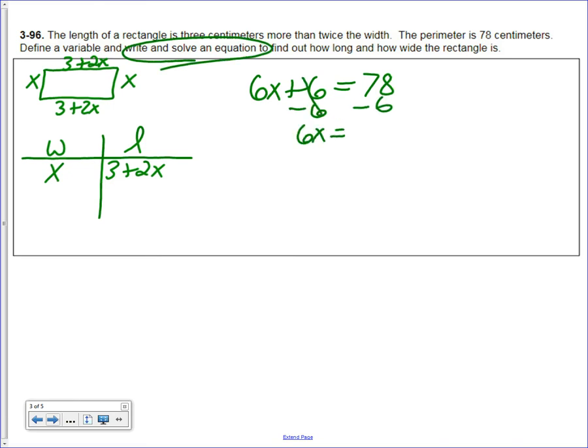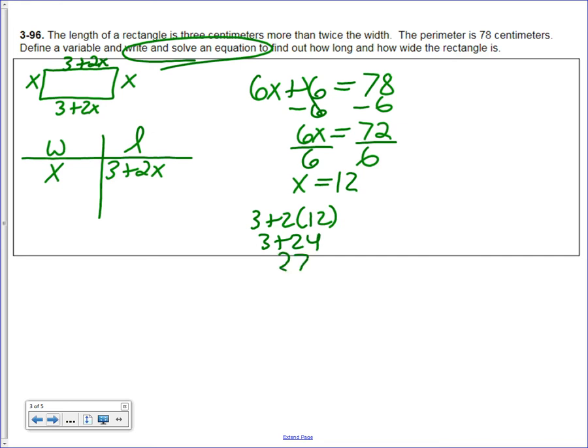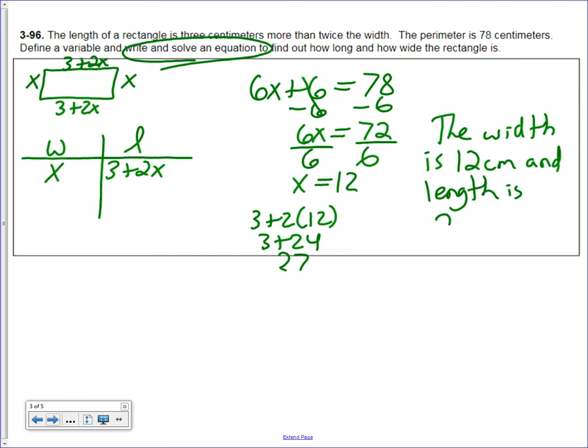So I get 6x equals 72. I'm going to get x equals 12. So my width is 12. And then plug it back in to find my length. So I do 3 plus 2 times 12, or 3 plus 24, which is 27. So the width is 12 centimeters. And the length is 27 centimeters.